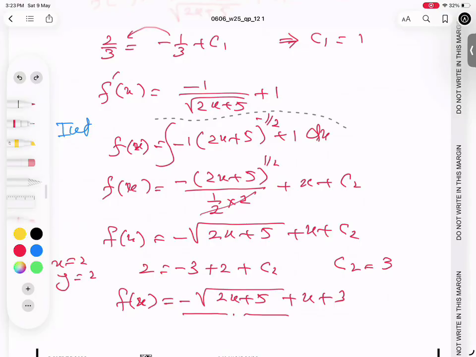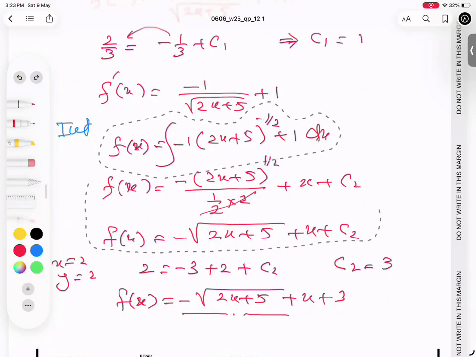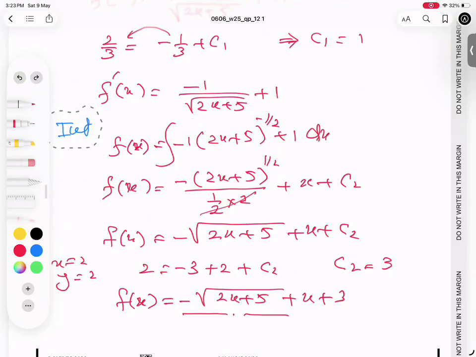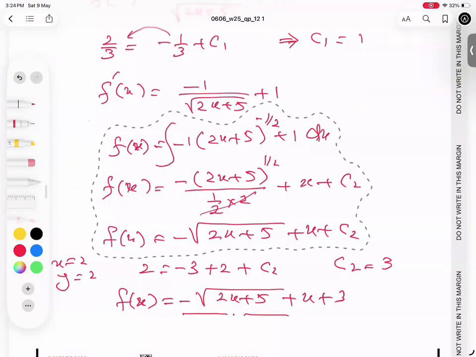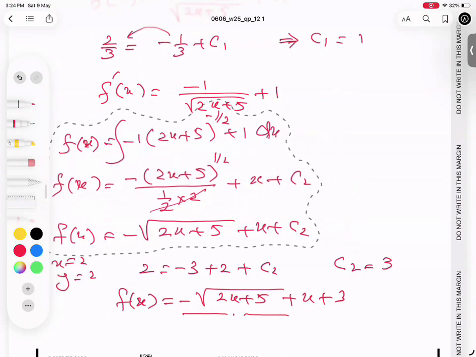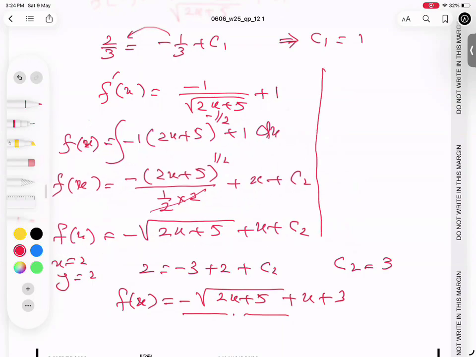Hold on, space is a problem. So I'm shifting this whole equation slightly to the left side. Now I'm looking for the stationary point here. So I'm putting the derivative equal to 0. I'm writing here: put f dash of x is equal to 0.